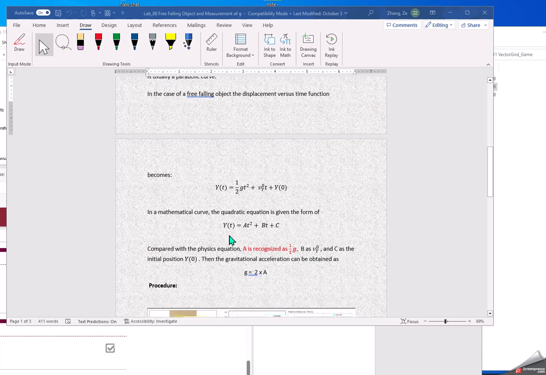Then we compare this equation and this equation. Recognize this a, which is given by the software, is nothing but this half g, and also the b, which will be given, is the initial velocity, and c is none other than the initial position. So you compare them to recognize that. b is the initial velocity, c is the initial position. And obviously a is half g, so you move the 2 to the other side, and g is simply equal to 2a.